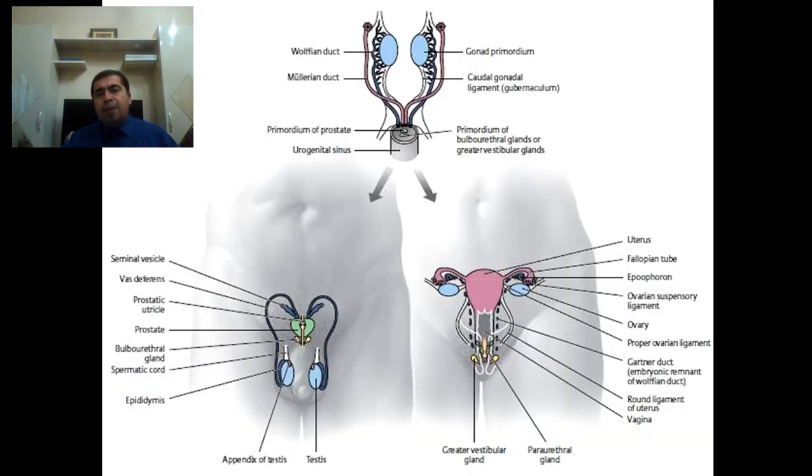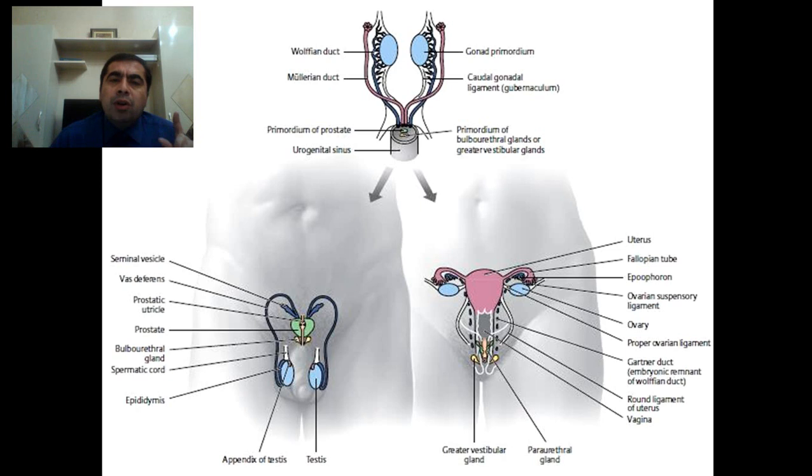And about development, I have told you that the Wolffian duct is the main source of development of many important male genital organs. At the same time, the Mullerian duct is also the source for development of the female genital organs.